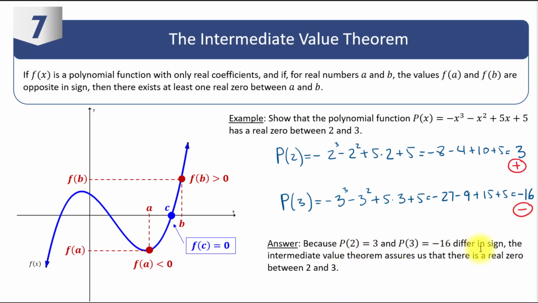Okay, so here I typed up the answer. Because function values differ in sign, the intermediate value theorem tells us that there should be real zero between 2 and 3, but I also would like to add that, well, the common sense also tells us that. And at the end, I would like to make a warning about the interpretation of the intermediate value theorem.